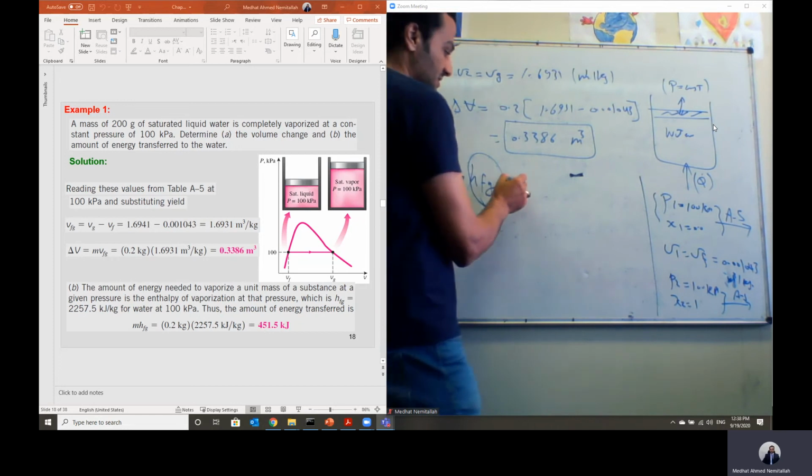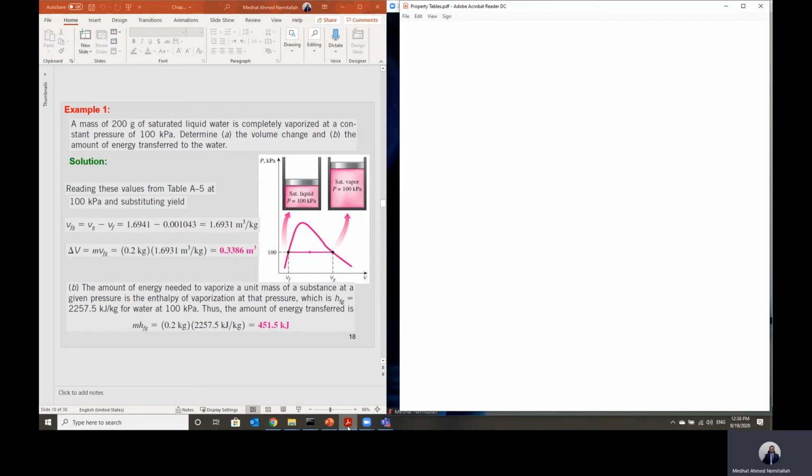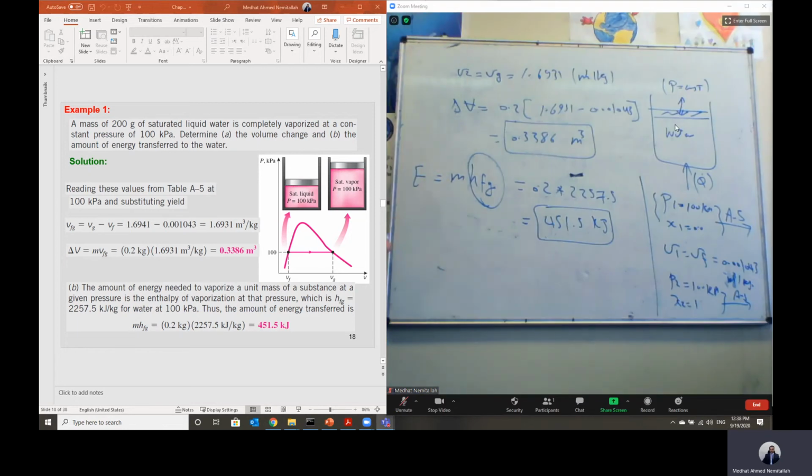the amount of heat required to convert the phase from saturated liquid to saturated vapor. That will equal to mass, which is 0.2, and from the table, hfg at pressure equal to 100 kilopascal, because the pressure is constant. Here is hfg, this is the column, and at this pressure value, this is the value of hfg, which is 2257.5 kilojoule per kilogram. If I multiply it by 0.2 kilograms, then we can calculate the total heat added, which is equal to 451.5 kilojoules, okay? And this is the amount of heat added to convert the phase from saturated liquid to the saturated vapor phase.